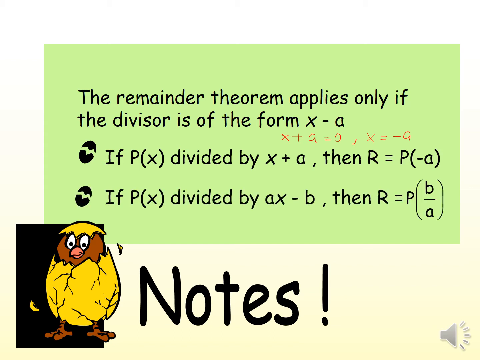If P(x) is divided by ax minus b, then R equals P(b over a). From ax minus b equals 0, ax equals b, and x equals b over a.